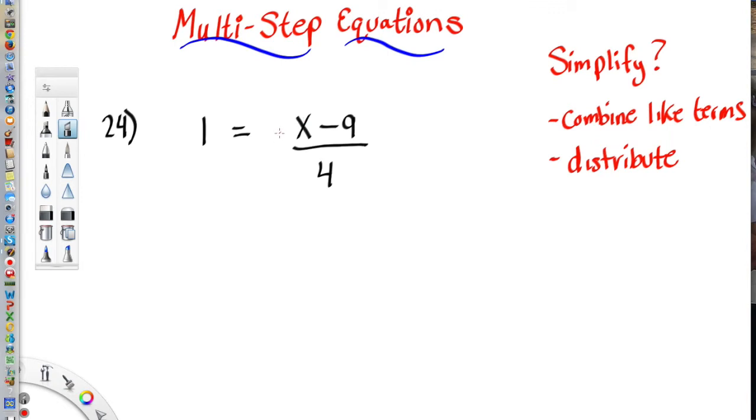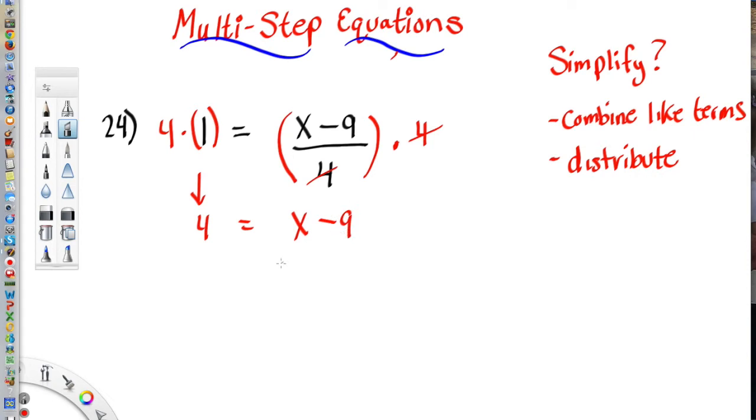So we've got to get rid of this fraction mode here, and we do that by multiplying this whole funky fraction by its denominator, which is 4. We multiply this through by 4, and what we do to one side, we must do to the other. So 4 times 1 will give us 4, and then these will cancel each other out and we're left with x minus 9. Now we just need to ask ourselves, what's happening to the x? It's being subtracted by 9.